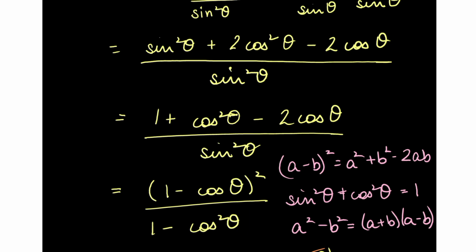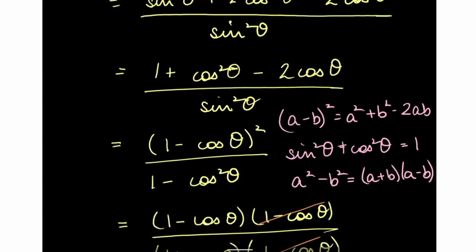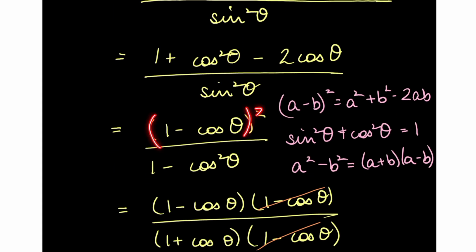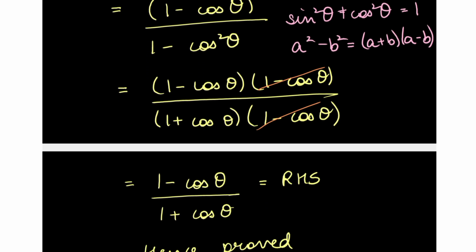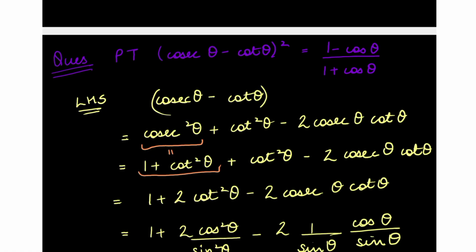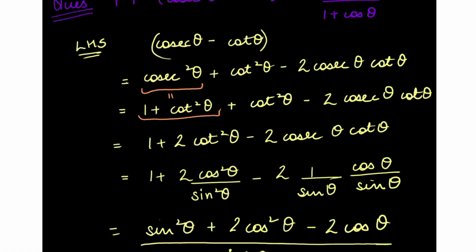Okay, so it gives us 1 minus cos theta whole square divided by sine square theta, which can be written as 1 minus cos square theta. Now 1 minus cos theta whole square can be written as 1 minus cos theta into 1 minus cos theta, and 1 minus cos square theta can be written as 1 plus cos theta into 1 minus cos theta by the identity of a square minus b square, which is a plus b into a minus b. So cancelling this, we are left with 1 minus cos theta upon 1 plus cos theta, which is the right hand side that needs to be proven. Hence this question is also done. Okay.